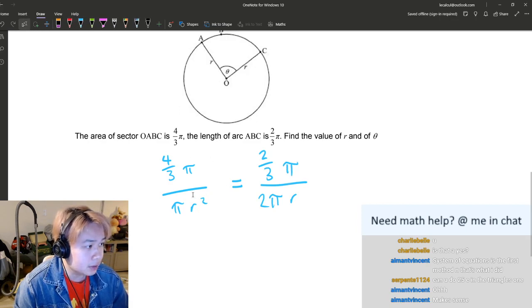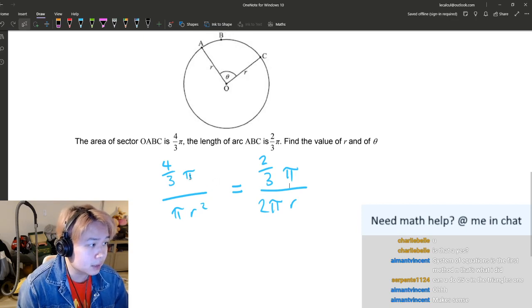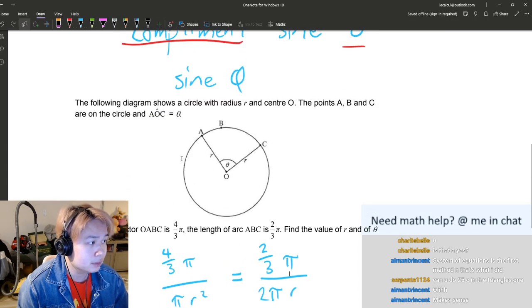So I think from this you can solve for R. And then you can go back and solve for theta afterwards. But like I said, that's not something I would have expected anyone to do. But it makes sense, right? The ratio of this arc compared to the whole thing should also be the same ratio as this sector area to the whole circle.